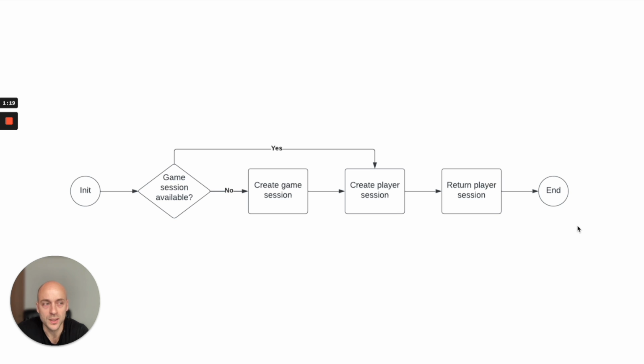So in which cases is there no game session available? It can be, for example, when there is no player in your game, so there is no game session at all, and a game session needs to be created. It can also be when all the game sessions are full of players. The maximum number of players has been reached, there is no game session available, so a new game session will be created. Okay, let's go now to the console.